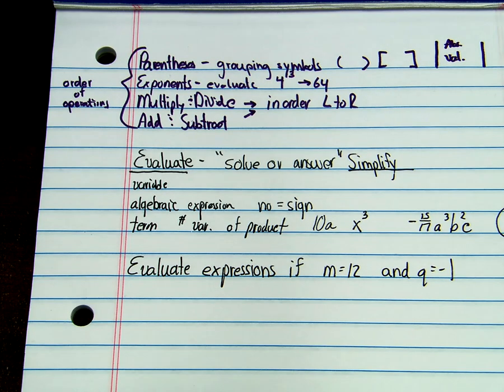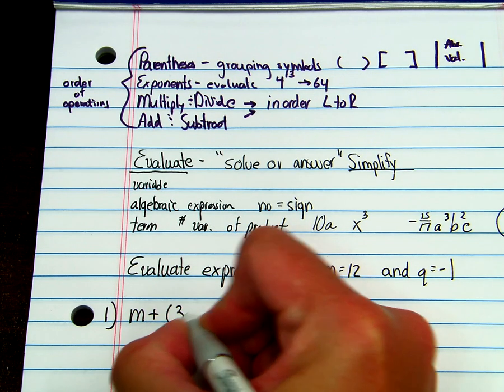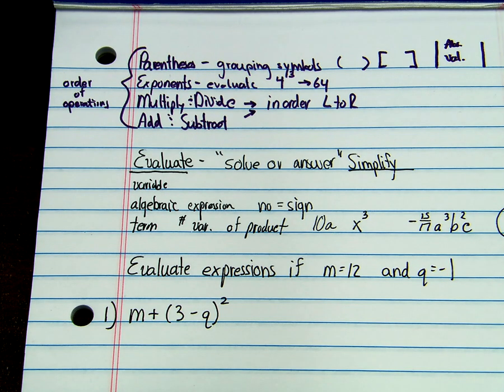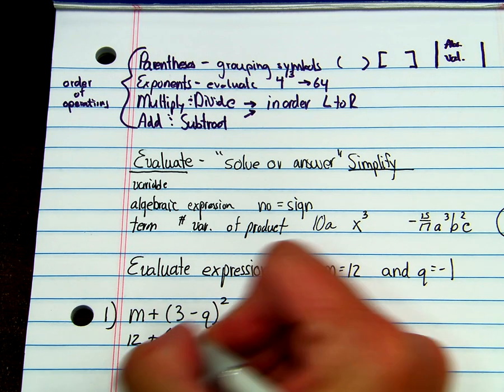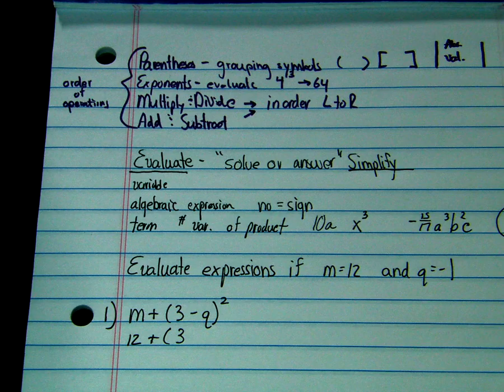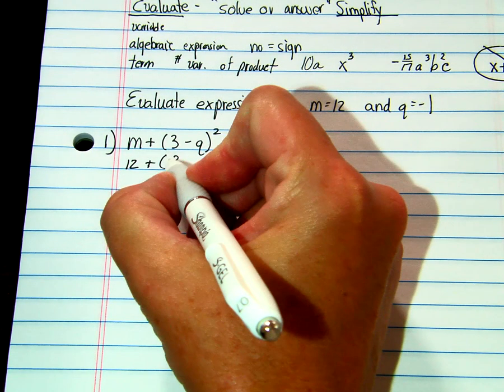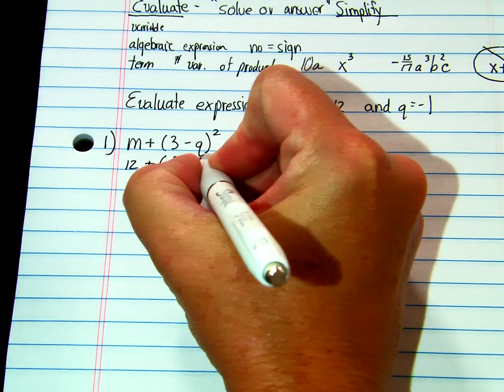All right, number one, first expression, m plus parentheses 3 minus q, close the parentheses, squared. First step, every time. Before that, substitute. Our first step is to substitute. Don't try to combine steps. Go ahead and substitute here. Replace your m with a 12. Everything else is going to stay the same. Well, careful here. Behind this 3, what do I need to be careful of? Yes, I've got to have 3 minus, and then I plug in my q, which is negative 1.